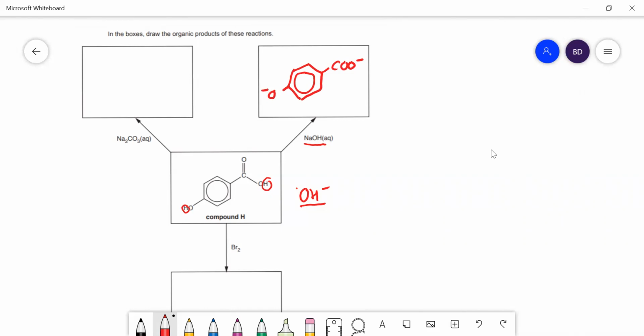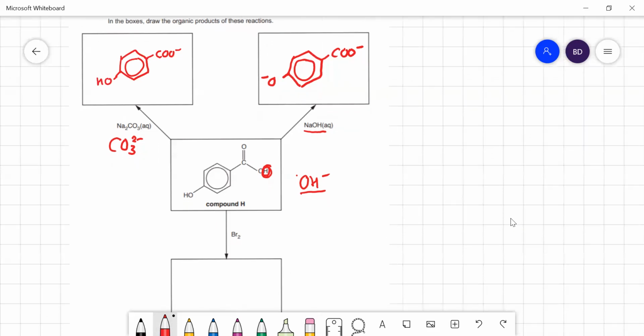Now, what's going to happen with sodium carbonate? Something pretty similar. The carbonate ion isn't a very strong base. It's a weak base, unlike the OH minus, but it is strong enough to remove the H from the carboxylic acid group, but it is not strong enough to remove it from the phenol, because the phenol is a much weaker acid. So the phenol group will remain an OH, but the carboxylic acid will become ionized. So the product there is going to be COO minus, but the OH remains intact there.